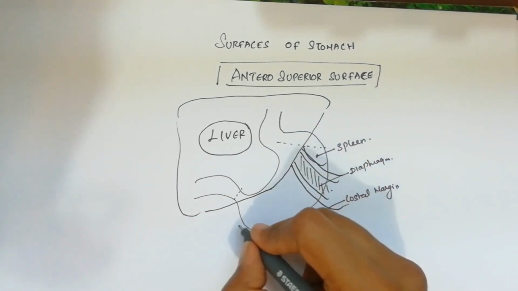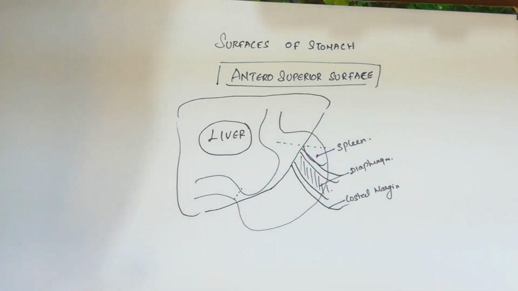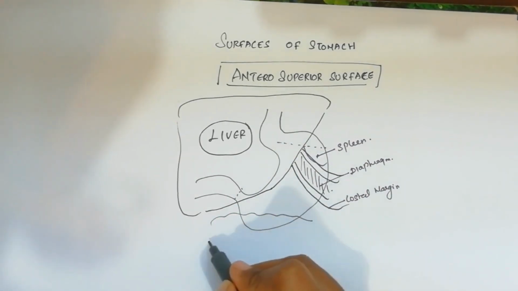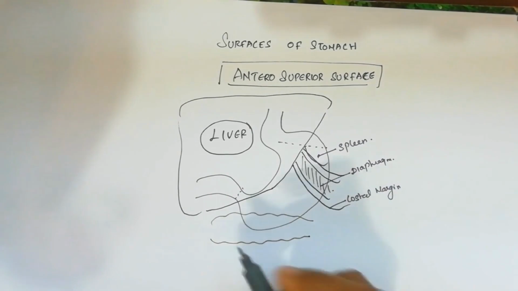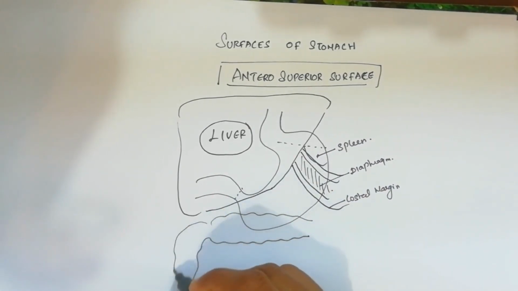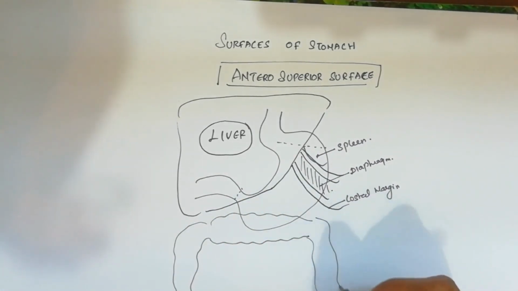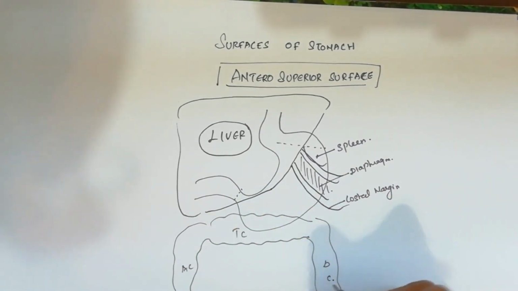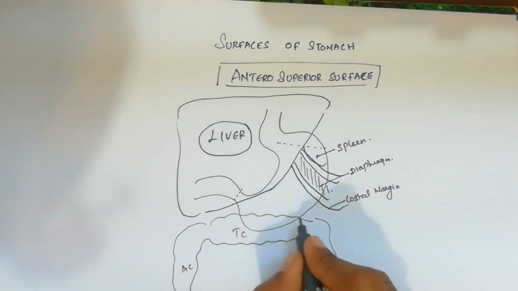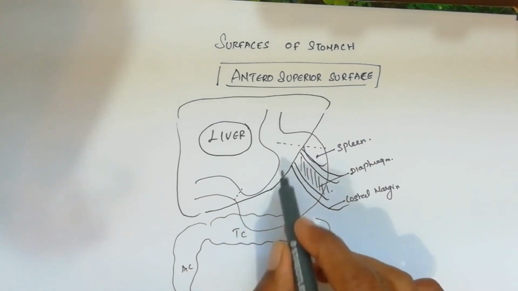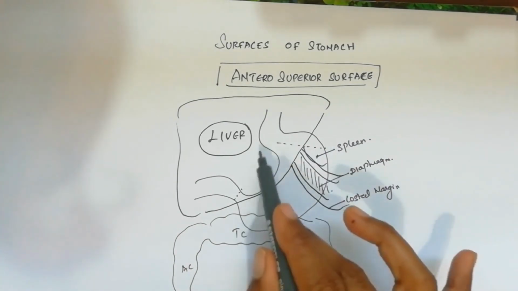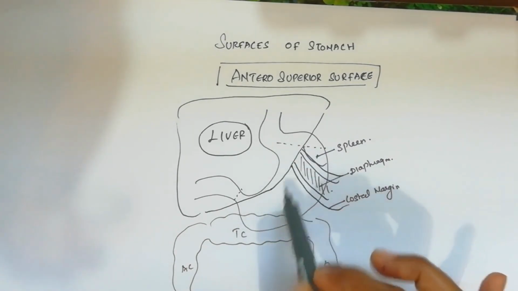And then below that, in the lower part, the transverse colon will be related. We know we have the large intestine with the ascending colon, transverse colon and descending colon. The upper part of the transverse colon will be related to the lower part of the anterosuperior surface. So these are the structures related to the anterosuperior surface of the stomach.